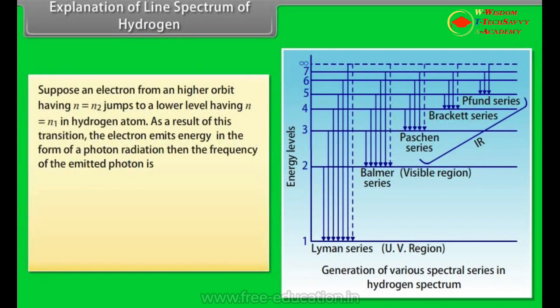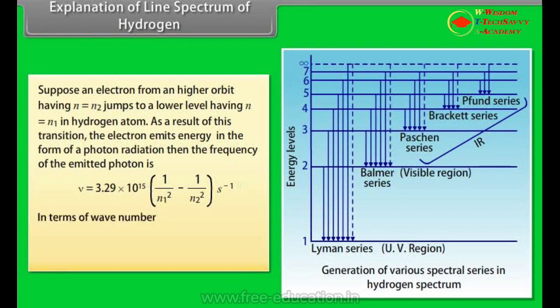Suppose an electron from a higher orbit having n equal to n2 jumps to a lower energy level having n equal to n1 in hydrogen atom. As a result of this transition, the electron emits energy in the form of a photon radiation. Then the frequency of the emitted photon is: frequency equal to 3.29 into 10 raised to the power 15 into (1 by n1 square minus 1 by n2 square) per second. In terms of wave number, it is 109677 into (1 by n1 square minus 1 by n2 square) per centimeter.